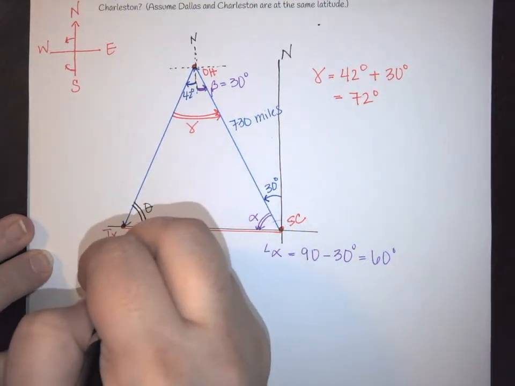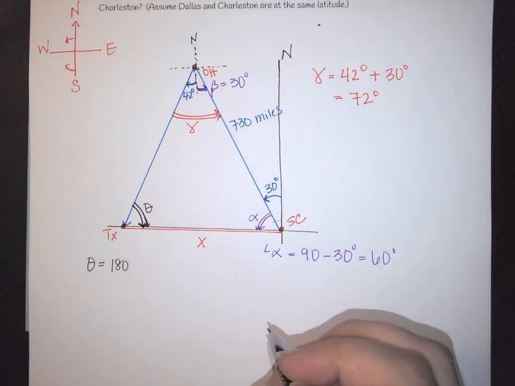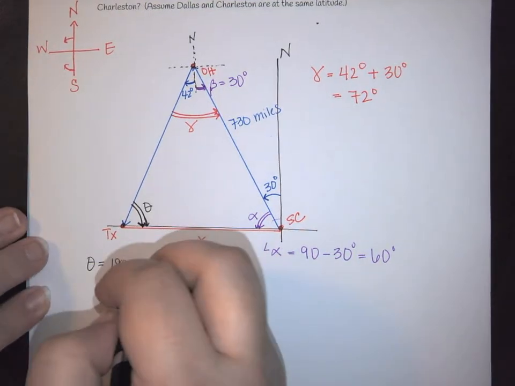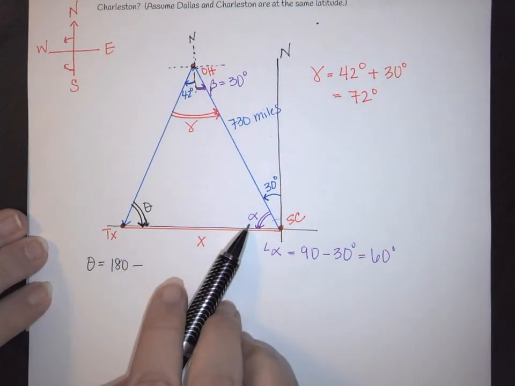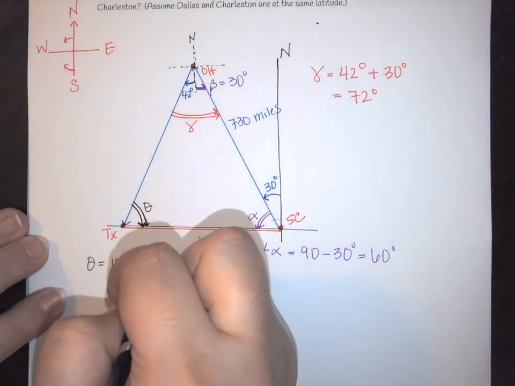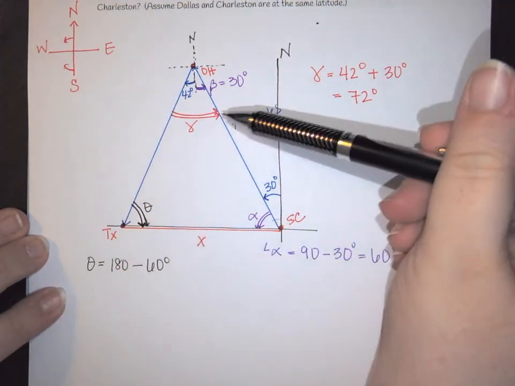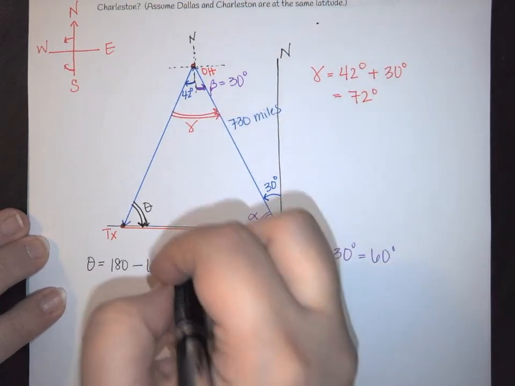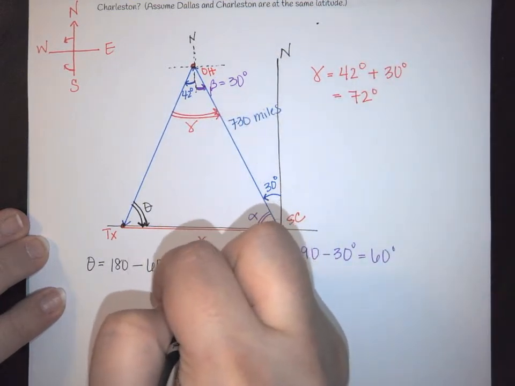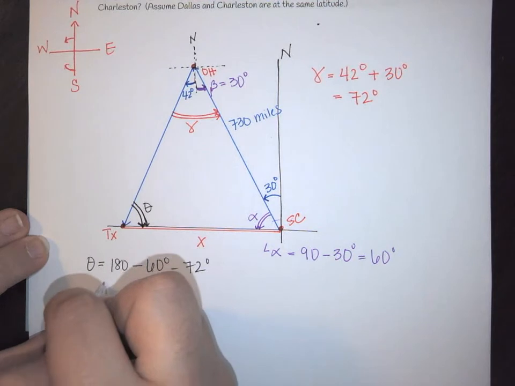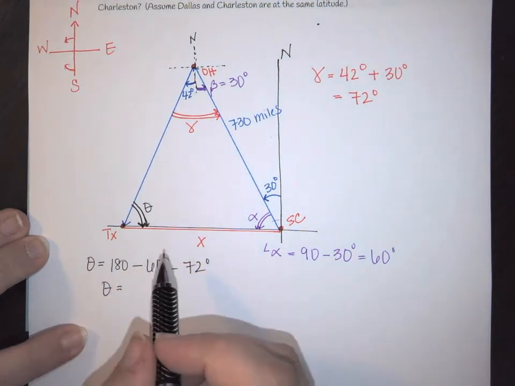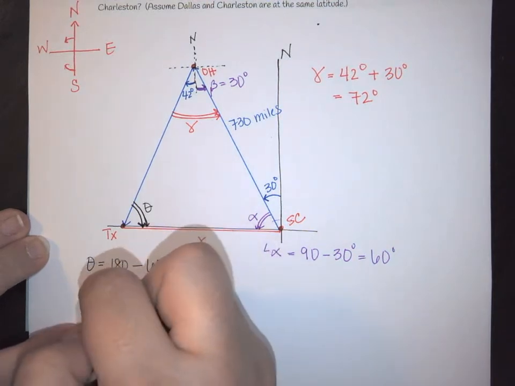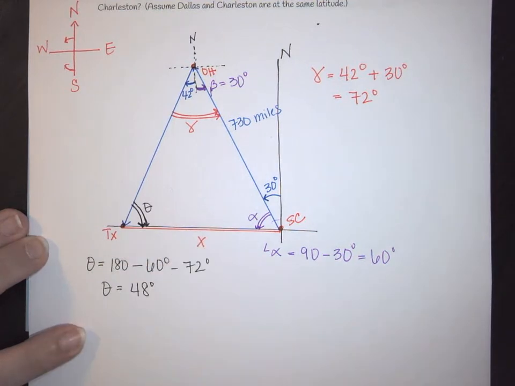So I'm going to take my 180. I have to subtract away my alpha angle, which was 60. I need to subtract away the gamma, the big angle of the triangle, which was 72. So when I do that, I find that my theta angle is going to be 48 degrees.